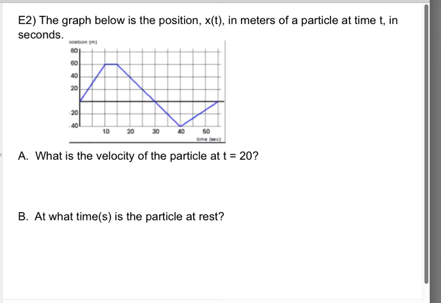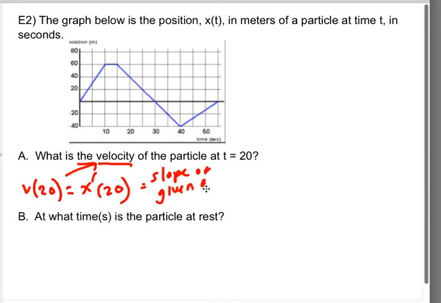Okay, so the graph below is the position x of t in meters of a particle at time t in seconds. So now we do have units. What is the velocity of the particle at t equals 20? Okay, so remember, v of 20 is going to be x prime of 20, which is going to be the slope of the given graph at t is 20. V of 20 is the thing they ask us for. We're going to translate that to x prime of 20, which is the slope of this given graph at 20.